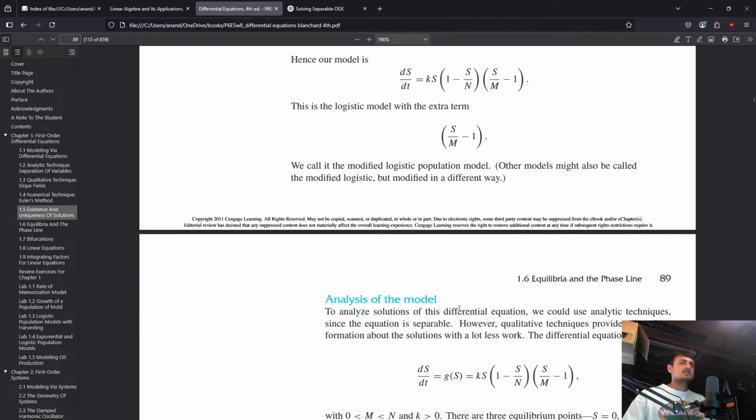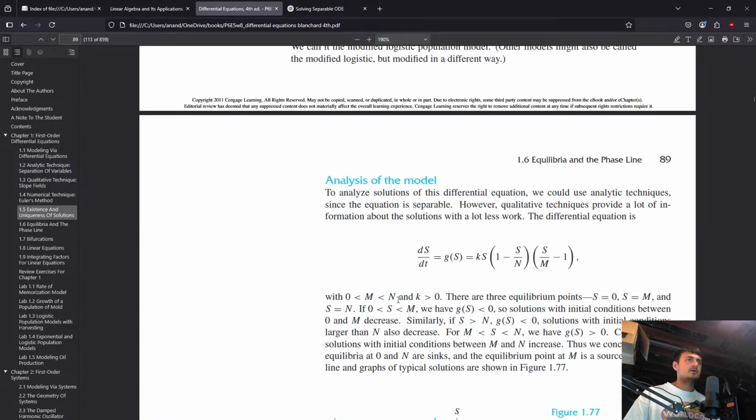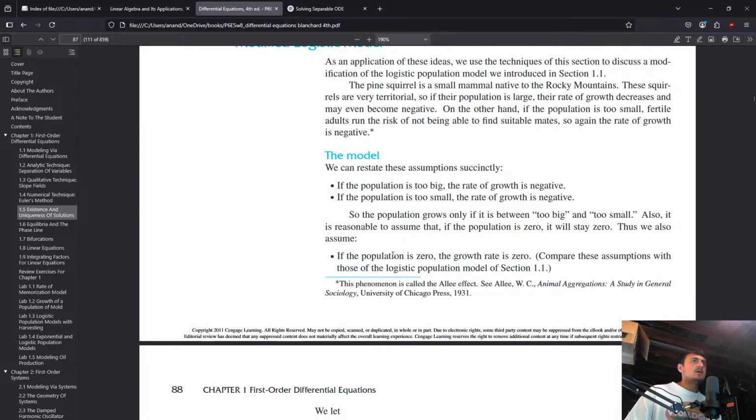How much longer is this section? Holy shit. There we go. Okay, a couple more pages.